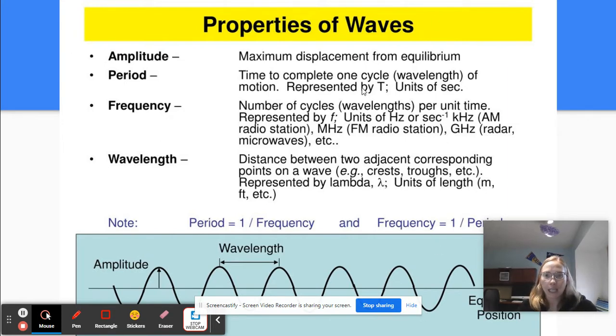So the period is the time that it takes to do one cycle or wavelength. So how long it takes just for one wavelength. And it's in units of seconds. Our frequency is determined by that, but typically we'll have the period be 1 second. So then we'll measure the number of waves per second. So that'll be your frequency. So you could have 3 waves in 1 second or 1 wave in 1 second. So that's your frequency. And then your wavelength.